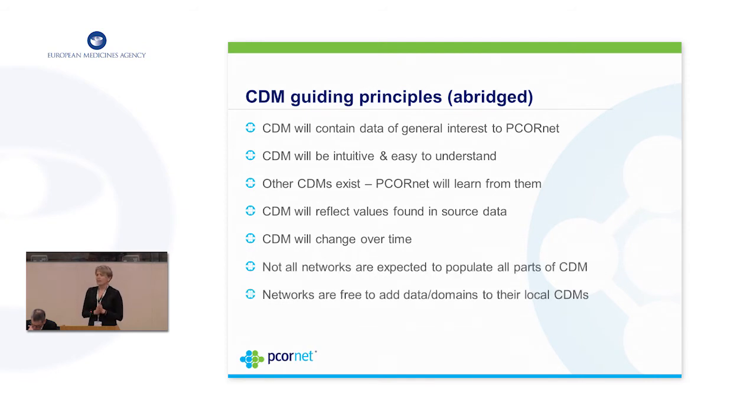And then finally, we recognized that not all networks would be able to populate everything in the data model, and that some might have other kinds of data that they'd want to be able to add to the data model. So we had to be able to address both of those needs. We've been very, I think, careful about those tables that we require be populated, and we've also been very open to partners around the network adding additional data domains to their version of the common data model.